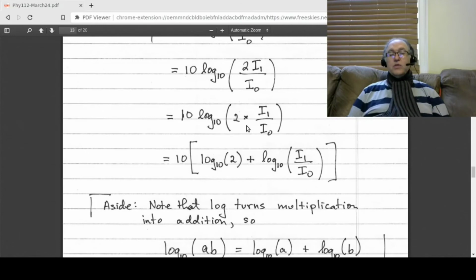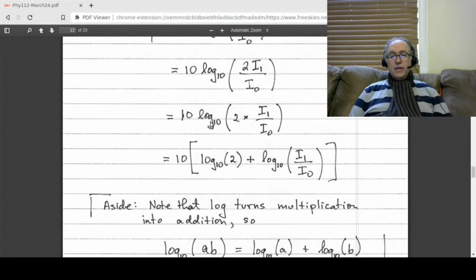The reason I wrote it that way is because the log has a very interesting property. Basically, it turns multiplication into addition. So what's happening here is you have two factors. You have this 2, and then you have the I1 over I naught there, and they're being multiplied together. So these are two factors. Well, let's just take that 10 and pull it outside. So we have the 10 there, open square bracket, close square bracket. Okay, so the 10 has been pulled out. It's no longer relevant for the next part. And we have the log.